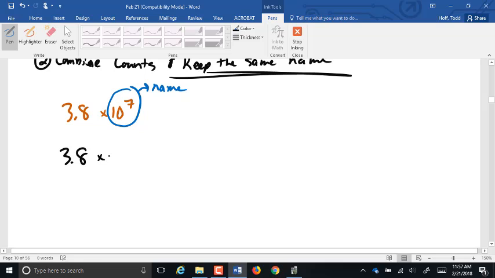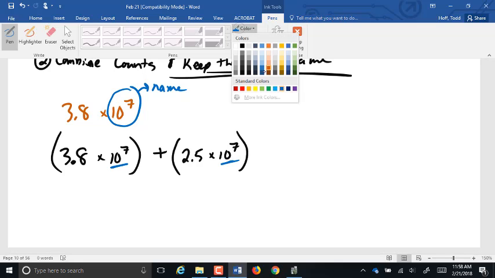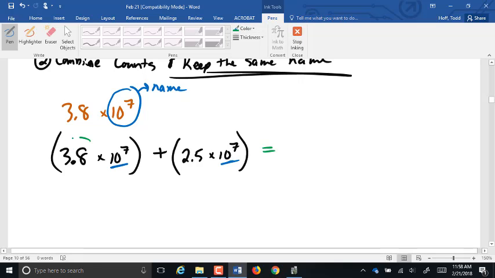So we might have 3.8 times 10 to the 7th. Now I'm putting that in parentheses not because I need to do anything there first. The parentheses are just separating that like they would a negative number. Plus 2.5 times 10 to the 7th. These both have the same name. Both are 10 to the 7th. So I can go ahead and combine them with addition. When I add, we combine the counts. So 3.8 plus 2.5 is 6.3. And then I keep the same name. So I keep the times 10 to the 7th.